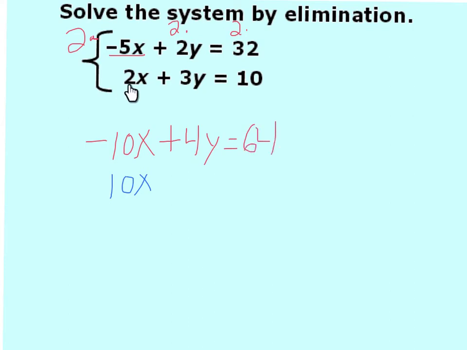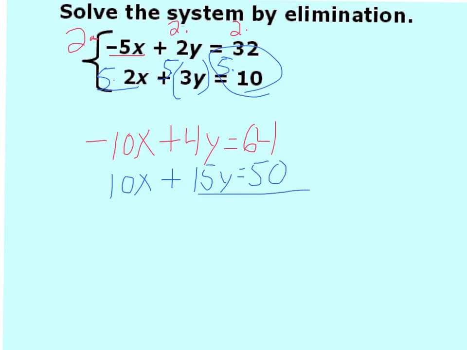Now I'm going to multiply everything down here by 5 so that I get 10x. I'll multiply 2x by 5 and get 10x. Then I'll multiply this by 5 and this by 5. So 5 multiplied to 3y is 15y. 5 multiplied to 10 is 50. We're ready to go.